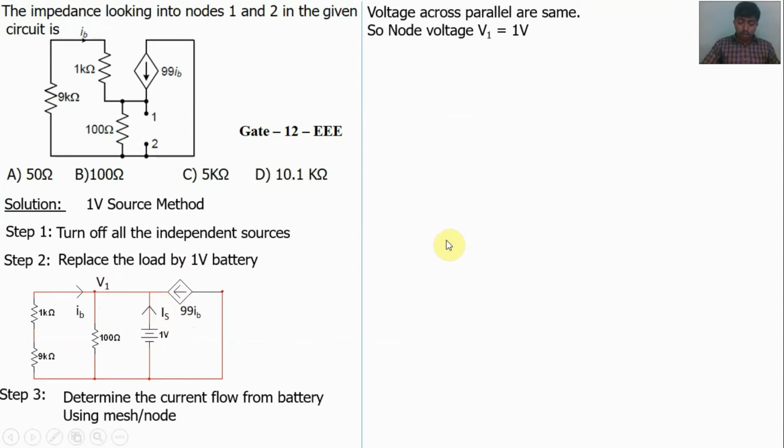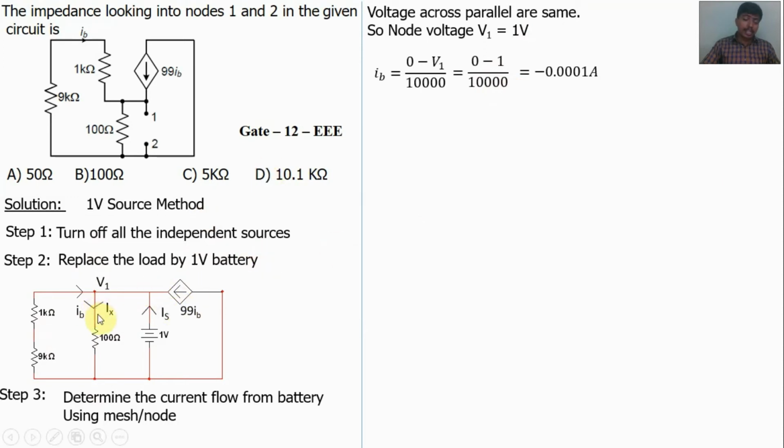Okay. So the IB value here: the current direction is from 0 potential to V1. This current IB is (0 minus V1) by 10k, 10,000 ohms. The V1 voltage is 1 volt. So IB is equal to (0 minus 1) by 10,000. The answer will be minus 0.0001 amps.